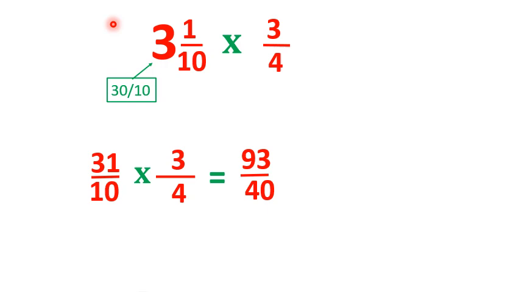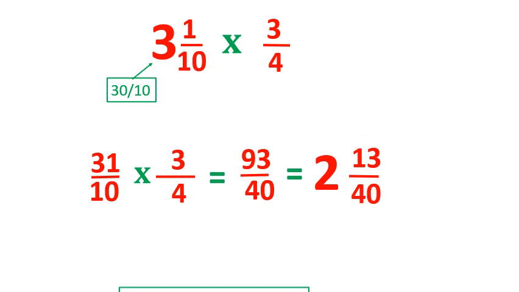And now we multiply straight across. So 31 times 3 is 93, and 10 times 4 is 40. So the answer is 93 over 40. And I can rewrite that as 2 and 13 over 40. The way I got that is that 40 goes into 93 2 times. That's where I get the 2. And then it has a remainder of 13 over 40. So 93 over 40 is equivalent to 2 and 13 over 40. And so that's the final answer.